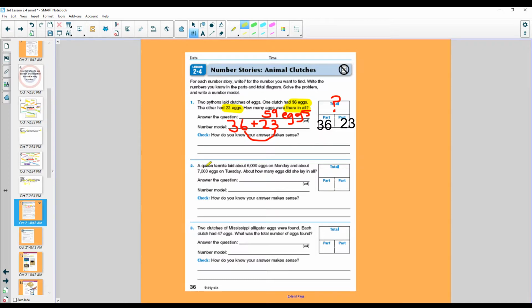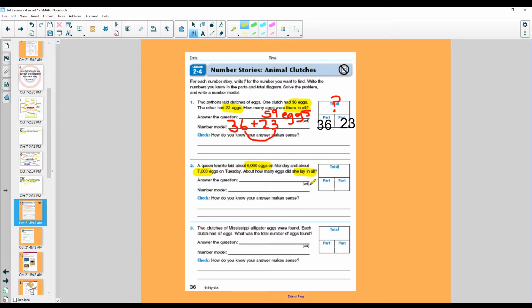A queen termite. That's like an ant. Laid 6,000 eggs. Termites? 6,000 eggs is a lot. They laid 6,000 eggs on Monday and about 7,000 eggs on Tuesday. About how many eggs did she lay in all?